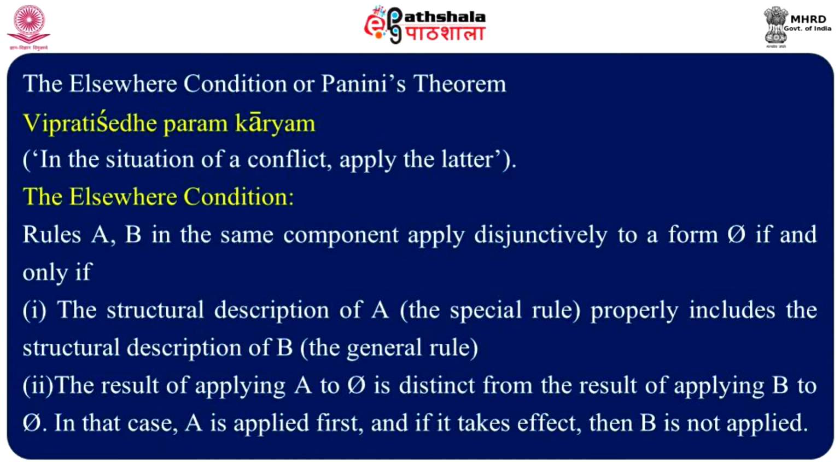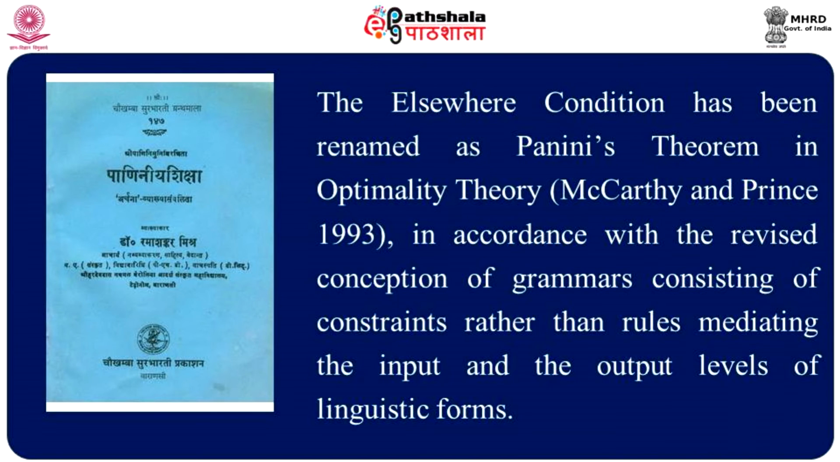Now, one of the simplest examples of the universality of the application of the elsewhere condition is the precedence of irregular affixation over regular affixation. For instance, in English, the formation of irregular plurals such as mice, data, oxen, men, from the singular mouse, datum, ox, man, must precede the formation of regular plurals such as houses and cars, because if that doesn't happen, then the irregular forms will never exist, they will be lost. The elsewhere condition has been renamed as Panini's theorem in optimality theory, in McCarthy and Prince's work, in accordance with the revised conception of grammars consisting of constraints rather than rules, mediating the input and the output levels of linguistic forms. Panini's theorem determines the higher ranking of more specific constraints over more general constraints applying to an output.